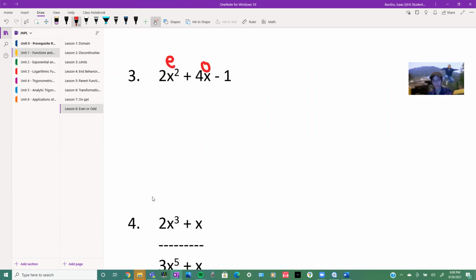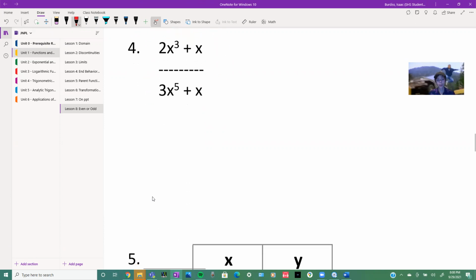Second one is odd. I said if anything has no x or a variable, then it's even. Even and odd, if you have odd and even, I told you that's neither. So neither. It's not even or odd. So that's the equation. So it's pretty straightforward. Oh, we have one more equation.